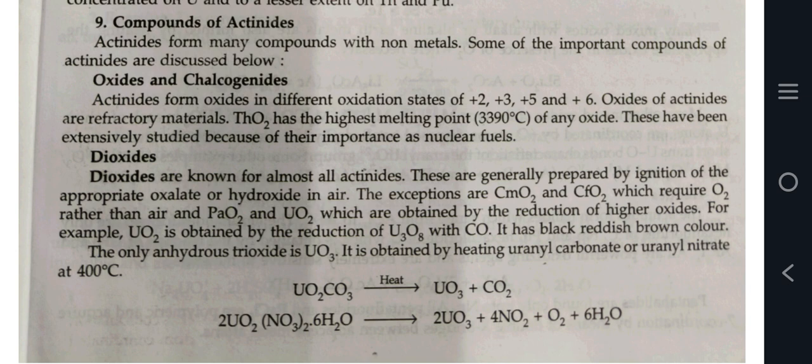Dioxides are known for almost all actinides. They are generally prepared by ignition of the appropriate oxalate or hydroxide in air. The exceptions are CmO2 and CfO2, which require O2 rather than air, and PaO2 and UO2, which are obtained by reduction of higher oxides. For example, UO2 is obtained by reduction of U3O8 with CO. It has a black reddish-brown color. The only anhydrous trioxide is UO3. It is obtained by heating uranyl carbonate or uranyl nitrate at 400 degrees Celsius.